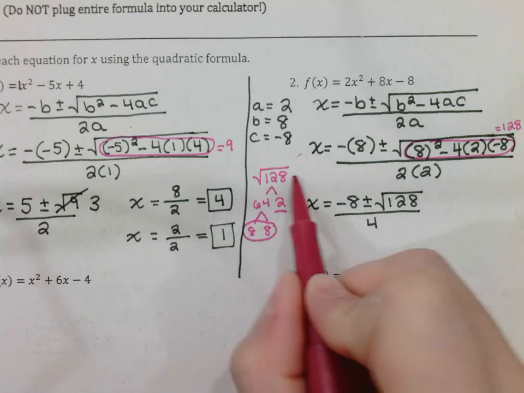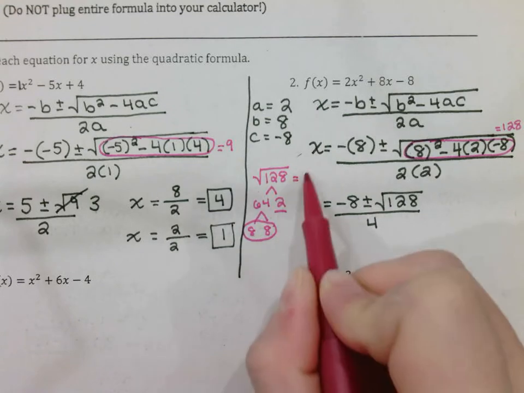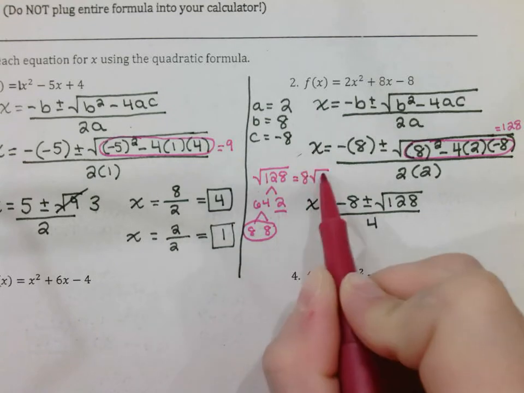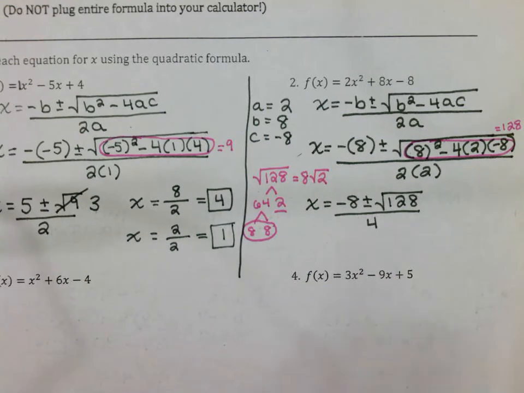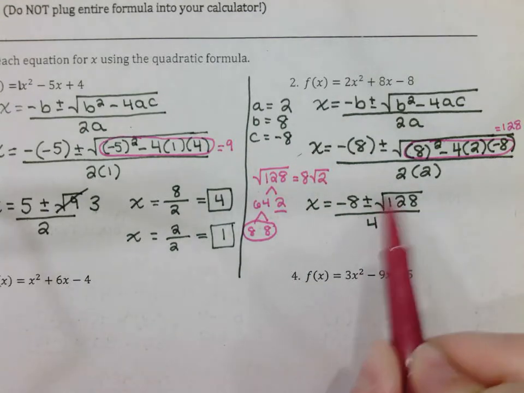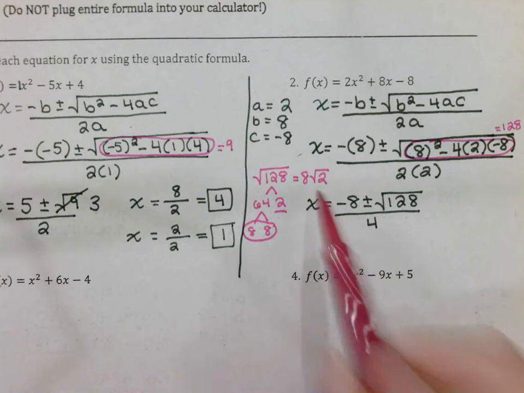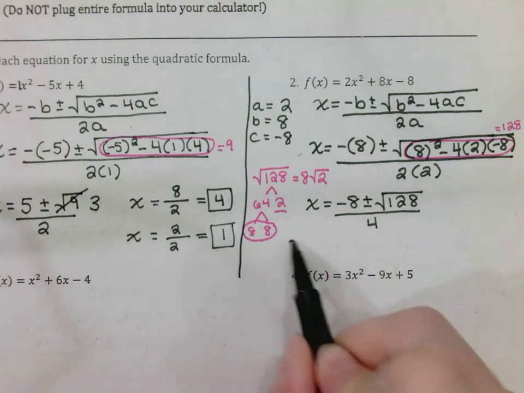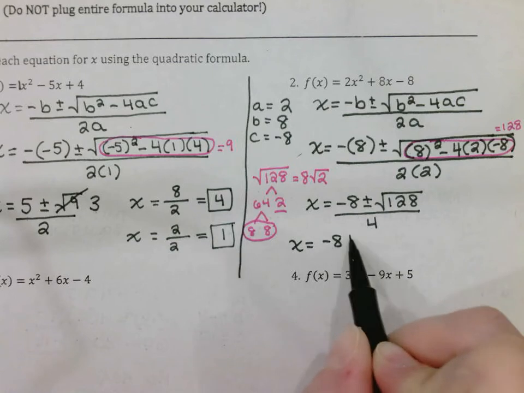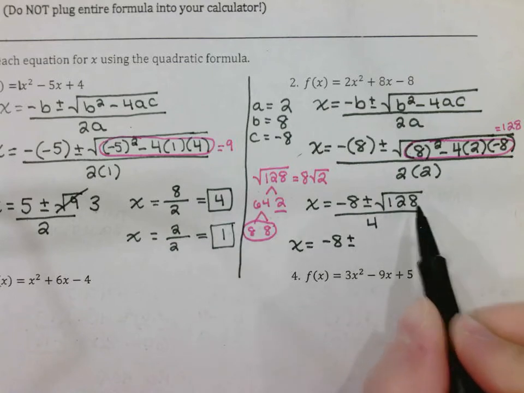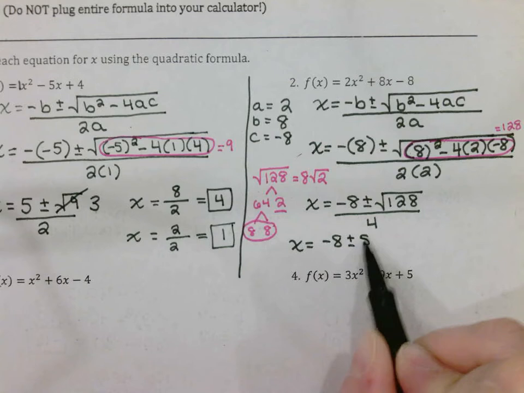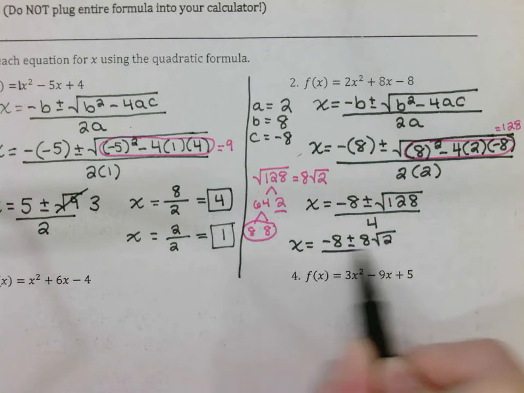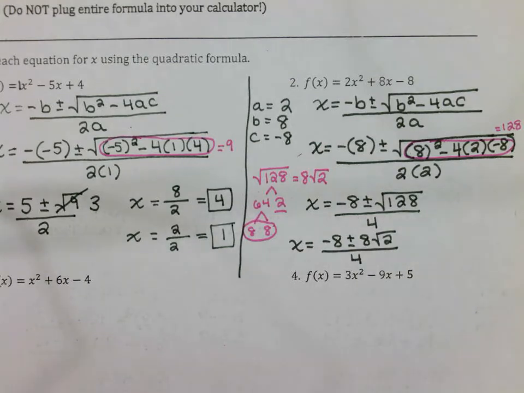So this simplifies to be 8, couples go out, square root of 2, singles stay in. So I can replace this square root of 128 with 8 square root of 2. So I'm going to do that next. So negative 8 plus or minus, instead of the square root of 128, I'm going to put 8 square root of 2. And this is still over 4. Okay, and this is looking pretty good. It's not a bad answer so far.